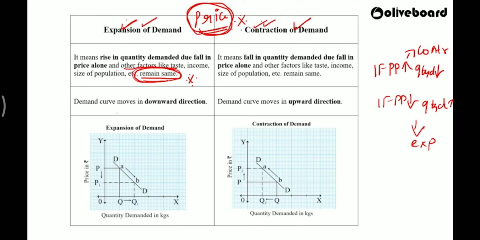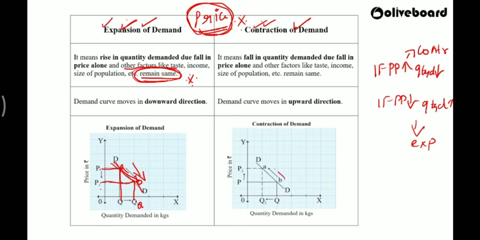Now, when there is an expansion of demand, that is your quantity demanded is increasing and your price is coming down, it means there will be a movement along the demand curve in the downward direction. See here, this is P and P1. When the price is at a higher level, my quantity demanded is at Q. When the price reduces, my quantity increases to Q1. So if I draw the curve here, from A to B I am moving. Moving which way? Downwards. So if I move downwards, it is called expansion.